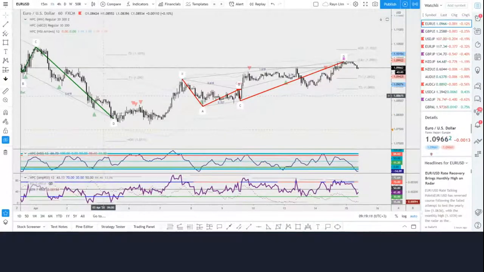So this is the previous high, the market broke and closed above the high, and over here as well. So on the 1-hour chart, it is on a bullish trend.